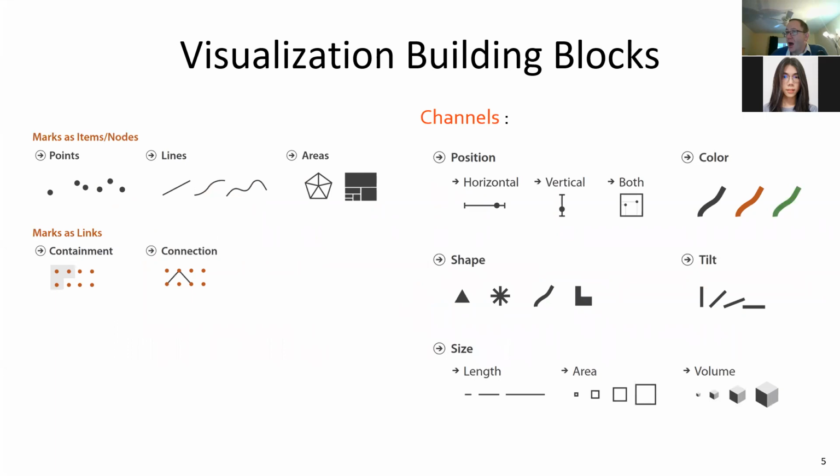We looked at marks and channels already, and we looked at how marks could be used for encoding the data itself, the items, or also how to link things together. But we also had channels, which allow us to encode bits of information on a mark. So if you have a point, you can change the size of the points, or you can make it a different shape.